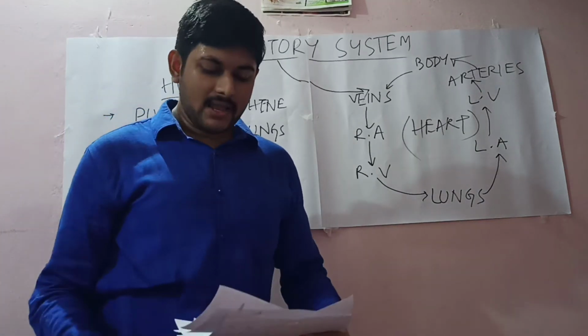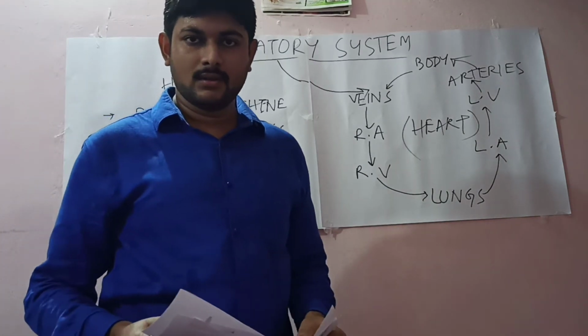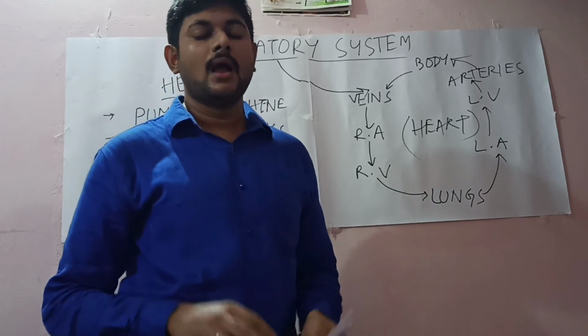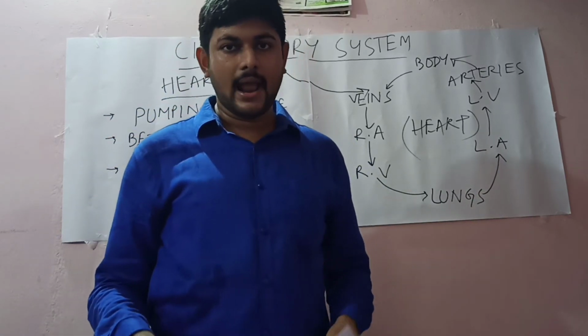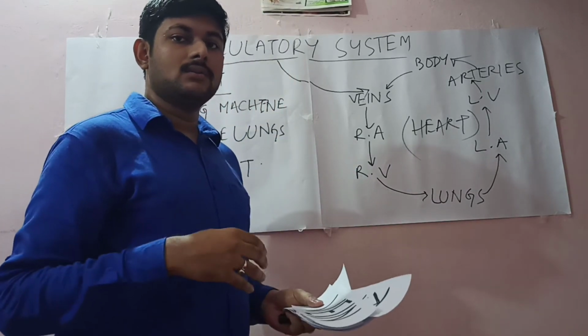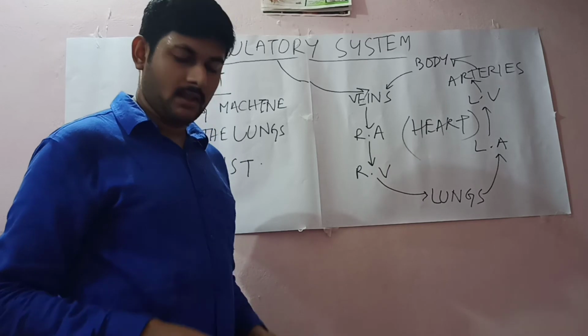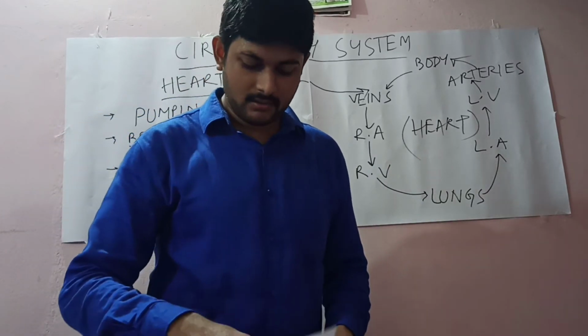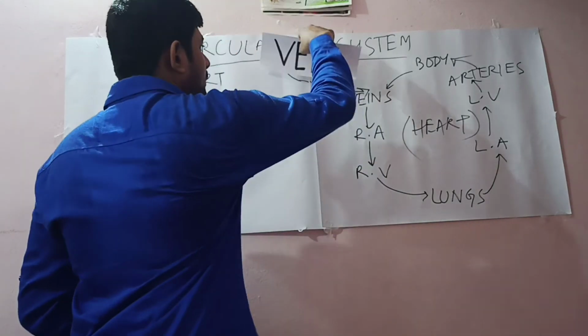Okay students, I have some cards in my hands where the names of the pathway of blood circulation are written. I will call you one by one and you will paste the cards here in the sequence of the circulation of blood from the heart. So first, the deoxygenated blood from the body is carried out by where? The veins. So put it here.